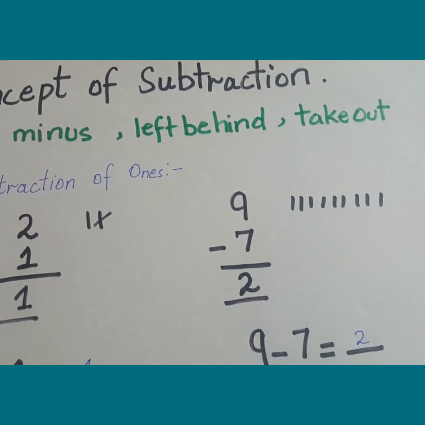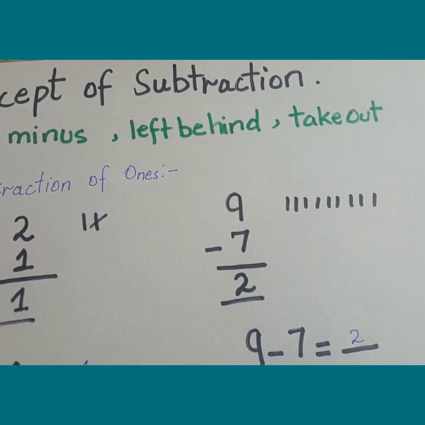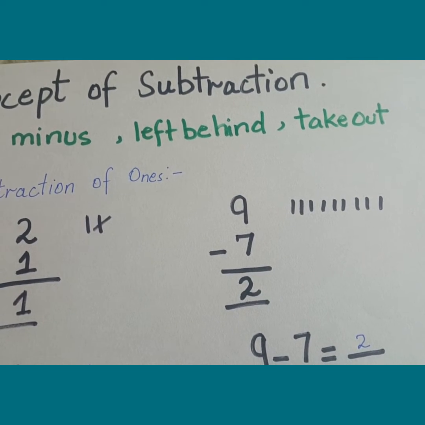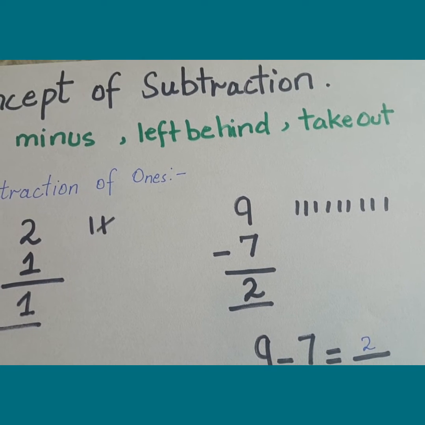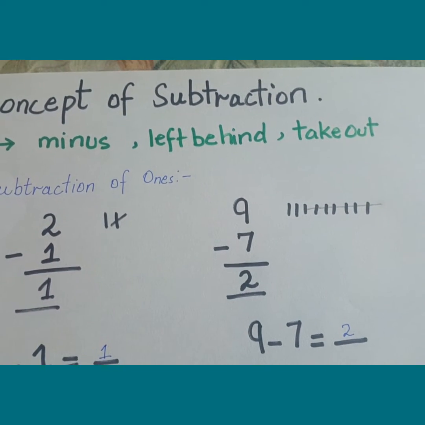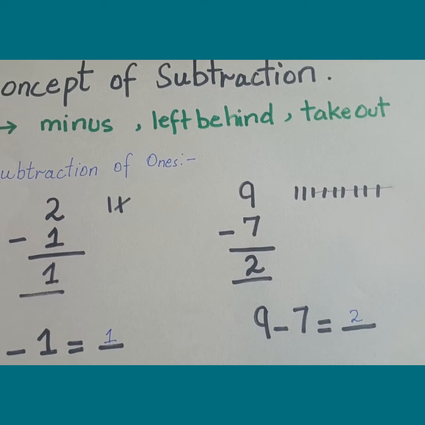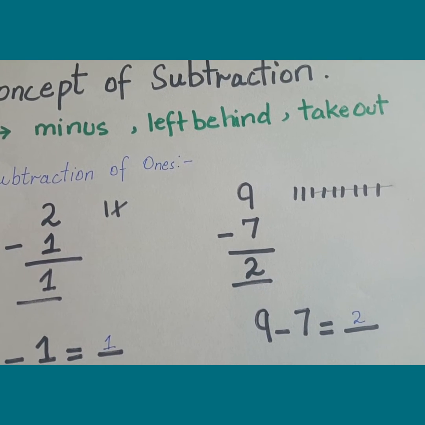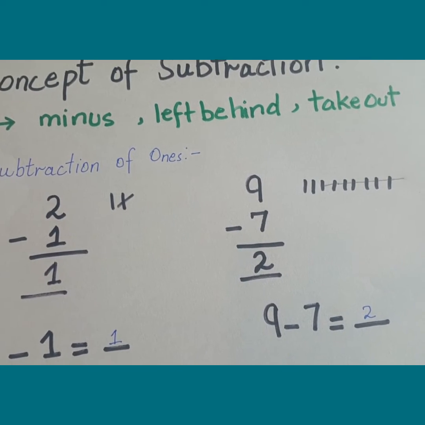Now the harder one, 9 minus 7. You will make 9 lines and you will subtract 7 from it. Now how many is left behind? It is 2. Now if I cut 7 lines from 9 lines, 2 lines are left behind. In this way, we have done the subtraction or we have done the minus question.